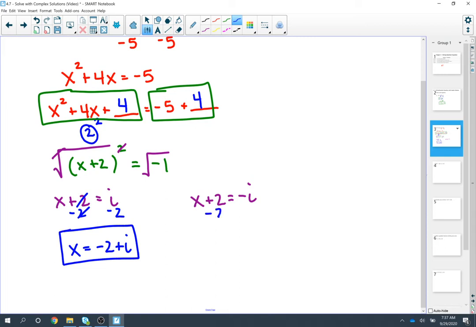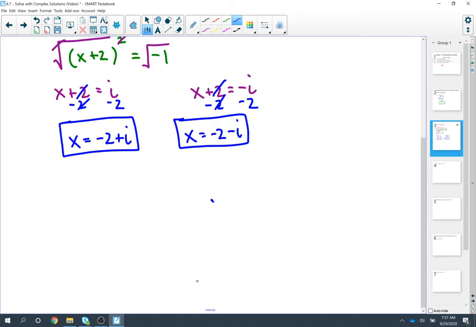And then subtract 2. So x equals negative 2 minus i is our second solution. And then we can either just leave it like that, or if you wanted to condense those, you could write x equals negative 2, because they're both a negative 2, and then this one's a plus i, and this one's a minus i, so plus or minus i. That would just be the same way of writing your answer.